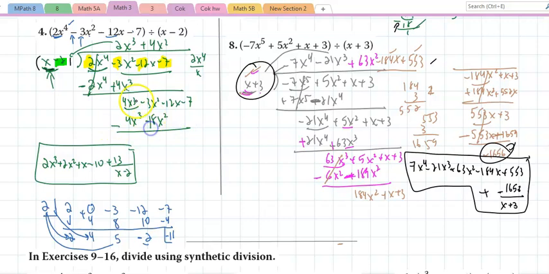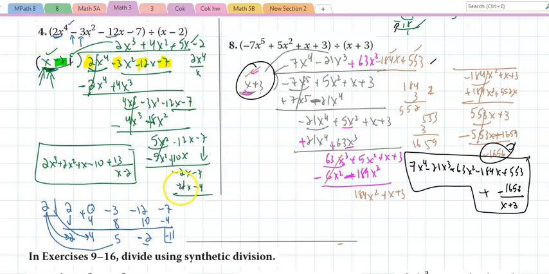You subtract, change both signs. That becomes a 5x squared. Bring those down. You could bring them one at a time. You could bring the whole thing. I'd rather bring the whole thing. 5x squared divided by x is a positive 5x. 5x times this quantity, 5x squared minus 10x. Subtract. Bring the 7 down. And that's a negative 2. Negative 2 times x, negative 2x minus 4. And if you subtract, change both signs, that becomes a negative 3.